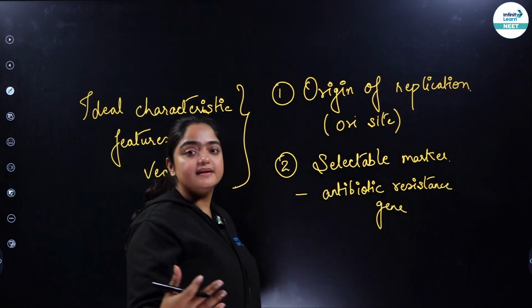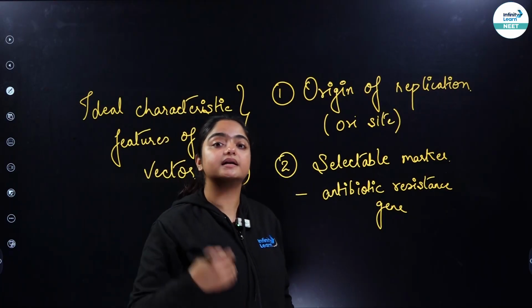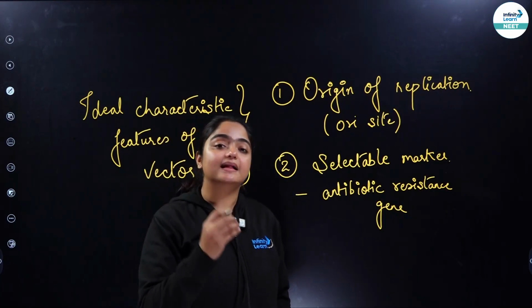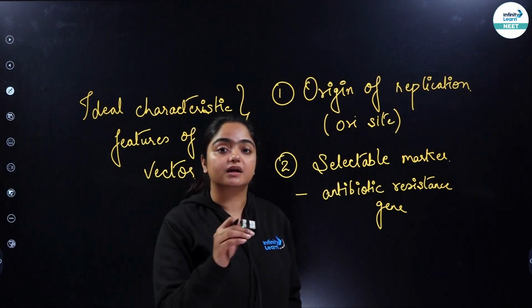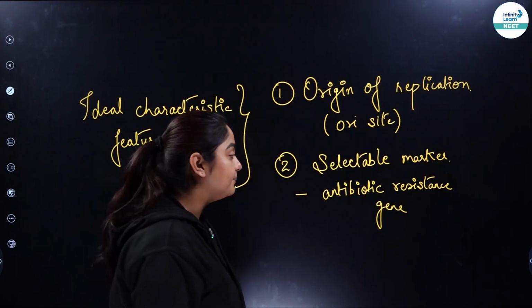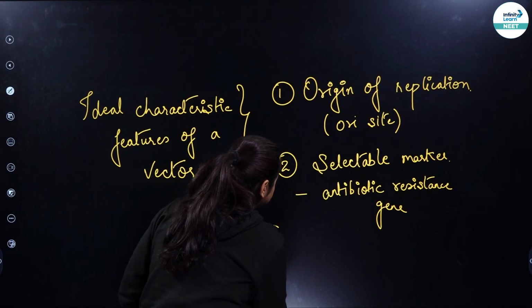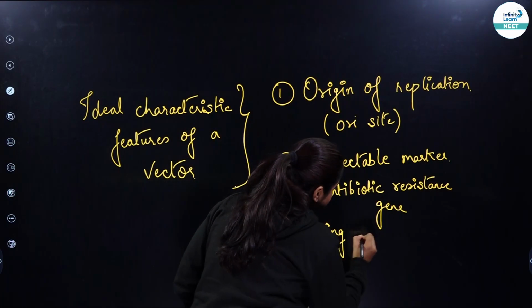It could be ampicillin, it could be tetracycline, it could be chloramphenicol, right? These are different antibiotic resistance genes, and they are able to perform the function of a selectable marker when it comes to the host organism, especially the species of E. coli bacteria, right? Then, third is the cloning site or the recognition site.